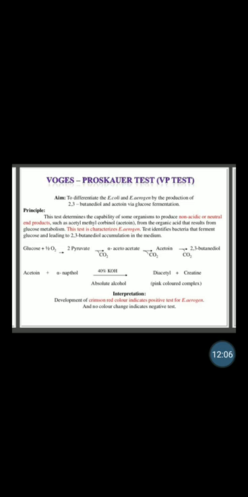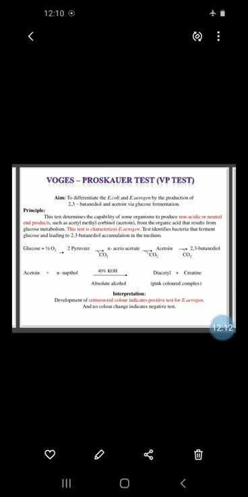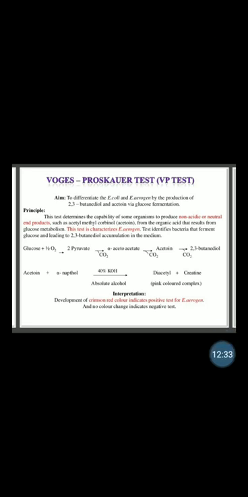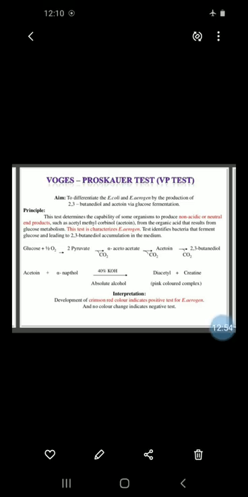Next, we will see the principle of this test. This test determines the capability of some organisms to produce non-acidic or neutral end products such as acetyl methyl carbinol, that is acetoin, from organic acid that results from glucose metabolism.